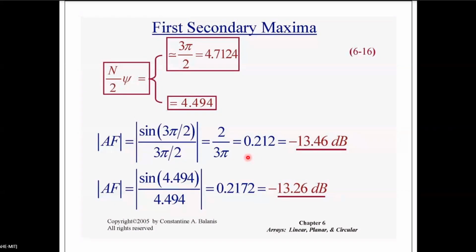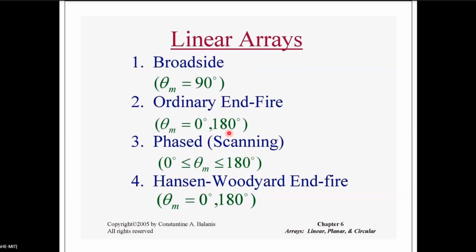Now we will come to special arrays, like the broadside array. We have this array where the main beam has theta m equal to 90 degrees, theta maximum equal to 90 degrees. Then we have the ordinary end fire array, where theta m is equal to 0 degrees or 180 degrees, or both. So these are the two types of arrays we will be going through. Theta m equal to 90 degrees is called the broadside array.